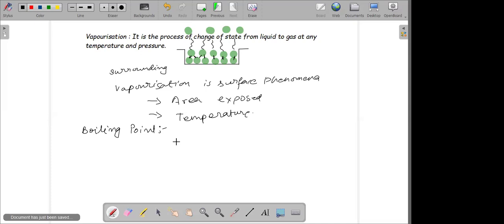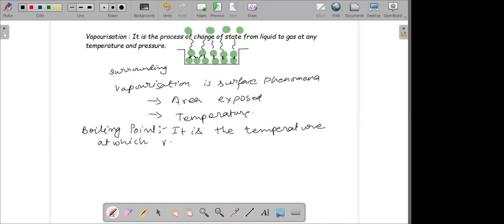Now try to understand what the boiling point is. It is the temperature at which the vapor pressure is equal to the atmospheric pressure.